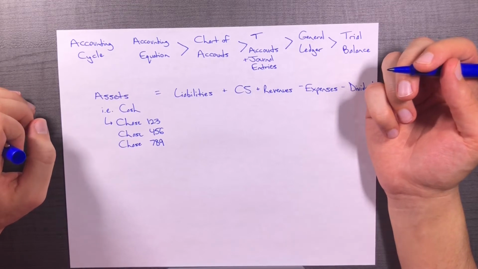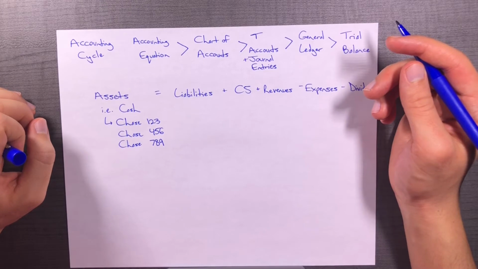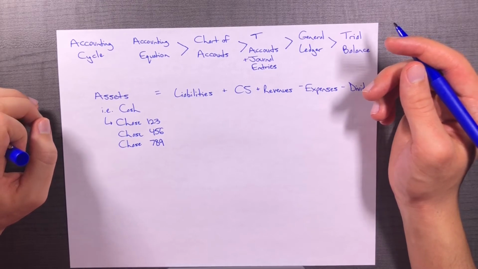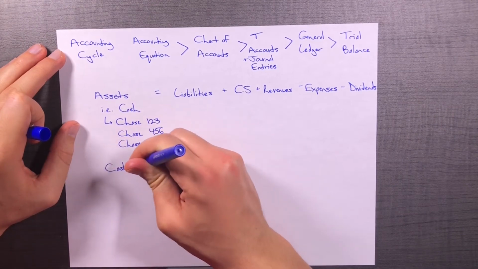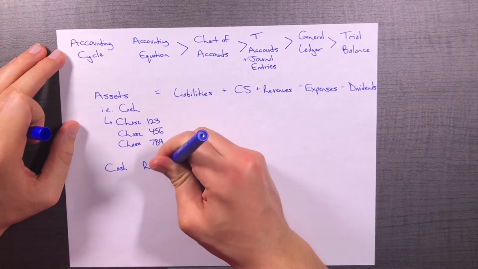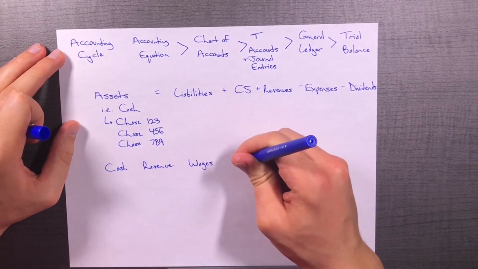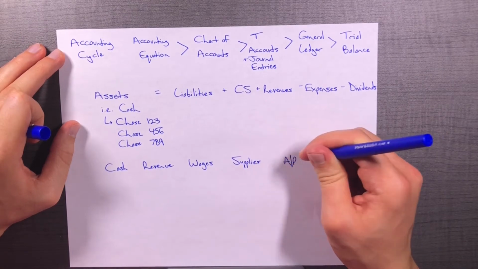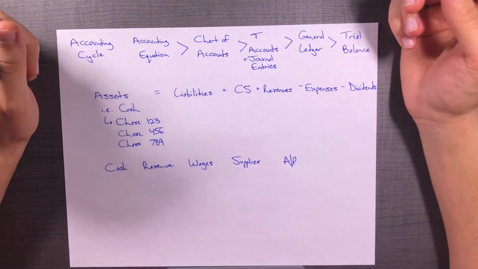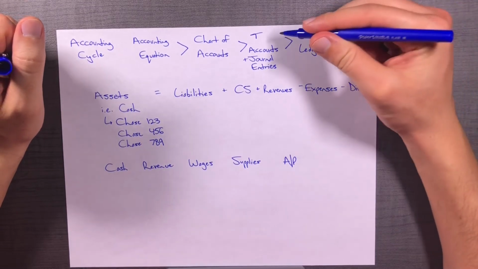In our consulting business example, we listed 5 accounts that made up our chart of accounts, which we'll be using again in this video as an example. The accounts were cash, revenue, wages, supplies, and accounts payable. So now that we've established what the chart of accounts is, let's move on to the next step in the accounting cycle, which is the T account.